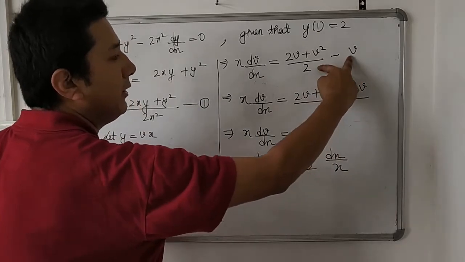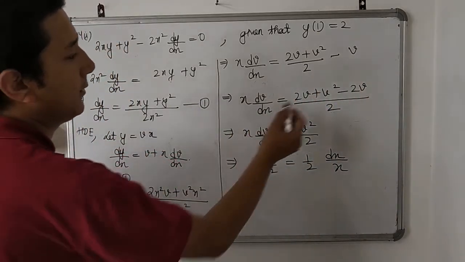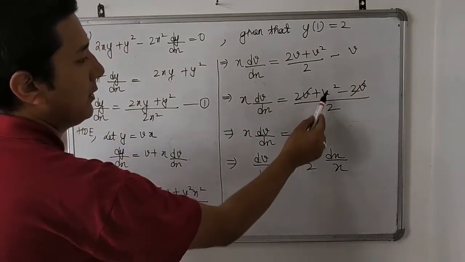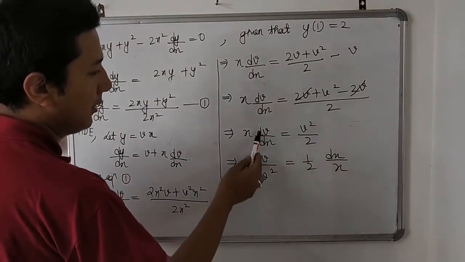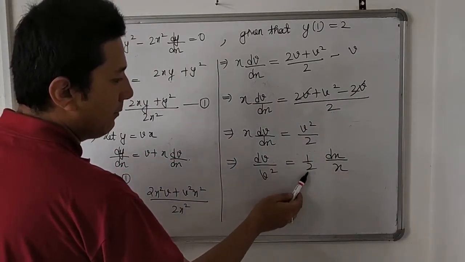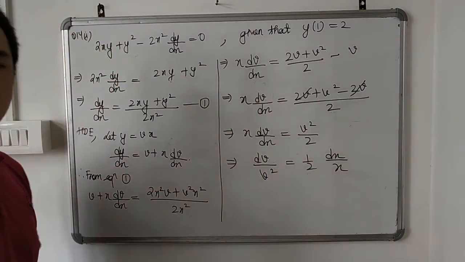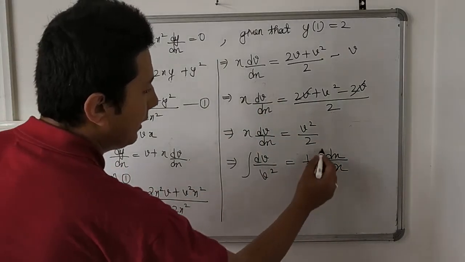So 2v minus 2v plus 2v gets cancelled out. Very easy. So v square by 2. Cross multiplication: dv by v square equals 1 by 2, constant, dx by x. Separation is done.